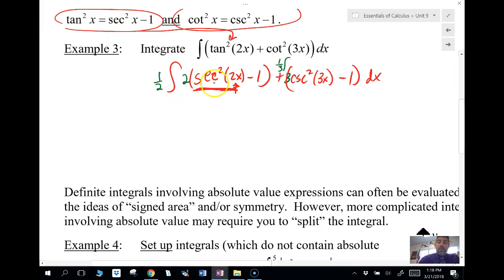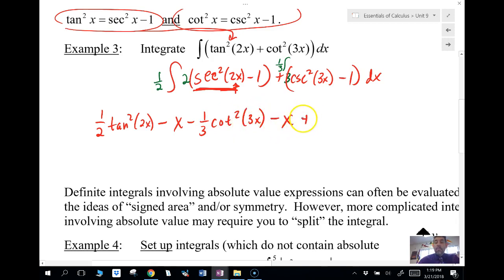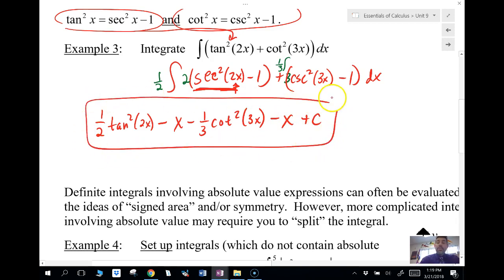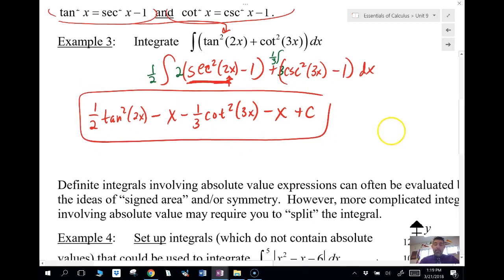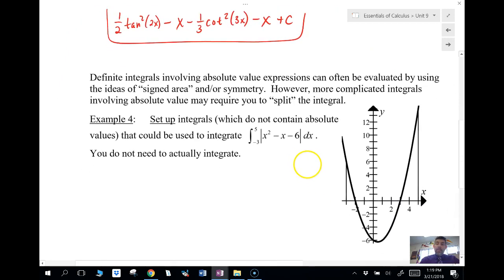Okay, so I'm going to end up with 1/2. The antiderivative of secant squared is tangent. The antiderivative of 1 is x. The antiderivative of cosecant squared is negative cotangent. And the antiderivative of negative 1 is negative x plus c. All right, so that's how we use a trig identity. Could happen. Let's take a look at something else.